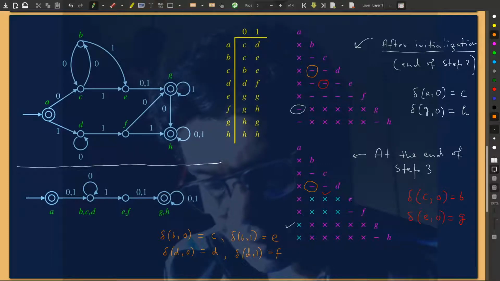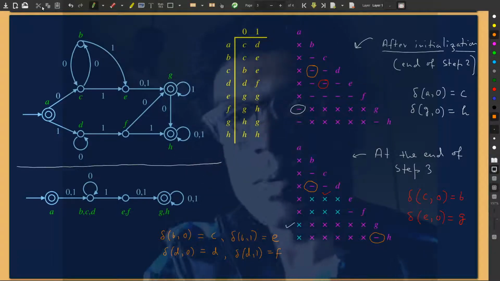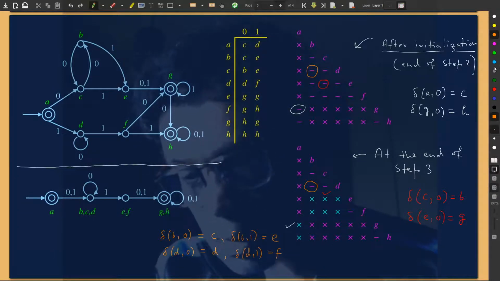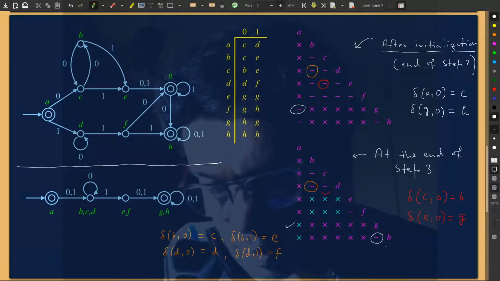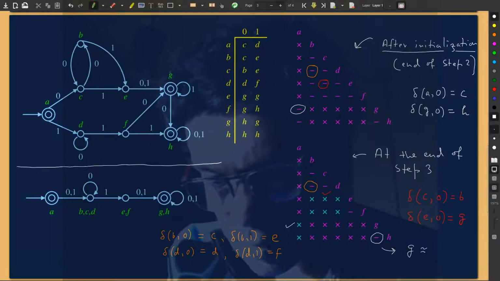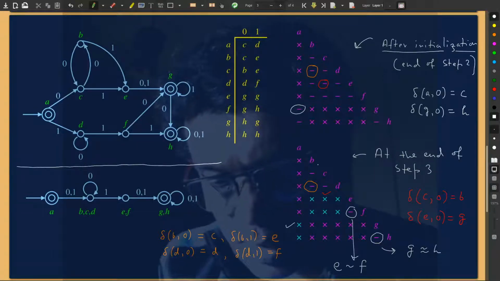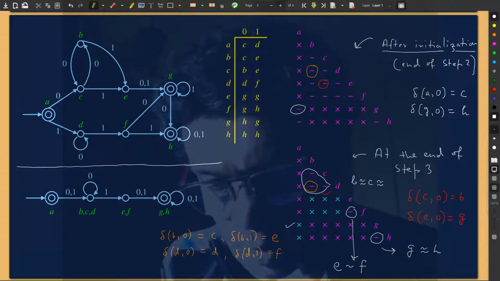Here you see EF. This pair is not marked. Let me use yet another color, maybe white. So this says that at the end of the algorithm, G is equivalent to H. This says that E is equivalent to F. This says B is equivalent to C. This says B is equivalent to D. This says C is equivalent to D. So these three things together say that B is equivalent to C is equivalent to D.